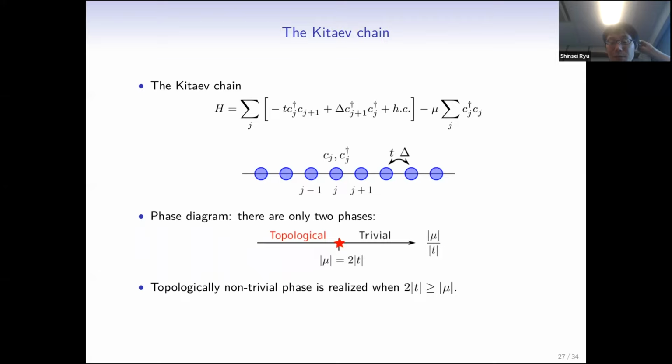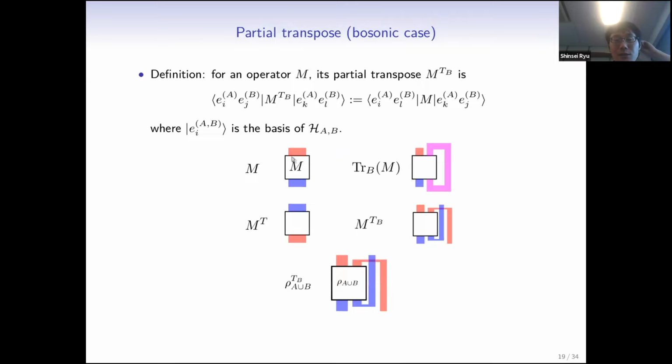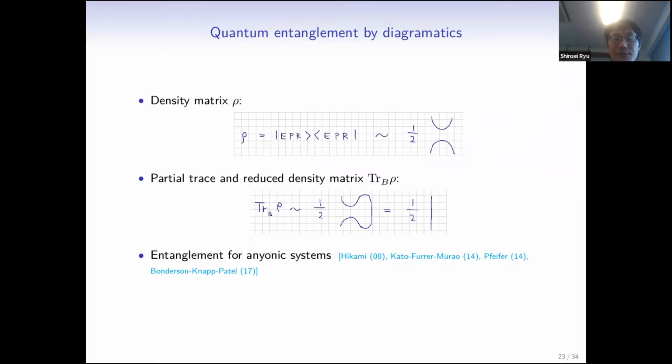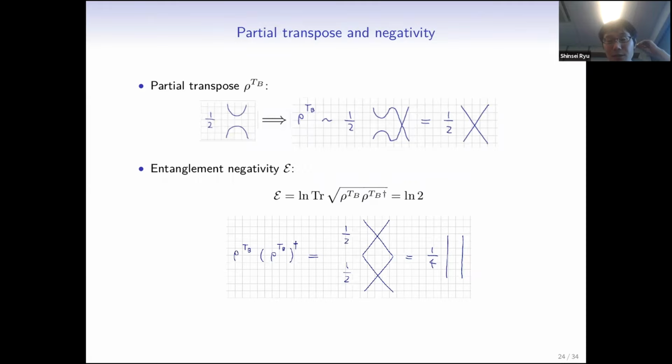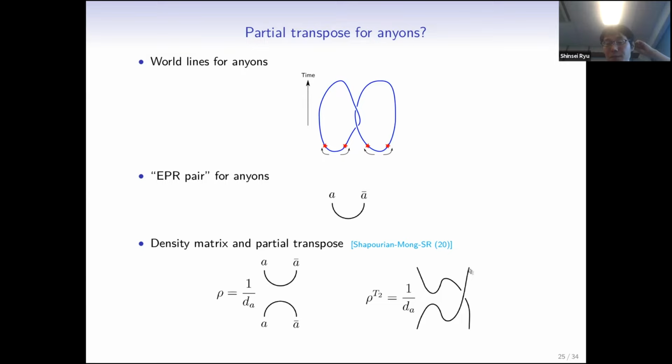But absolutely, because anyonic systems are non-local objects, they are non-locally correlated. And that's why the definition of the partial transpose is more difficult, because in the bosonic definition, we completely assume that these two Hilbert spaces are independent of each other, totally decoupled, which isn't the case for anyonic systems. Even for fermionic systems, an operator in H_A and an operator in H_B do not commute in general. So we have to somehow take that non-locality into account in the definition. And the proposal is to just use this diagram, which takes these things into account automatically. That's a proposal.